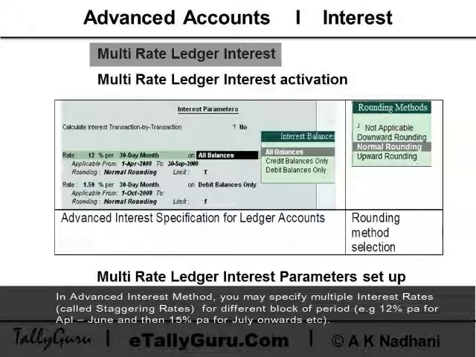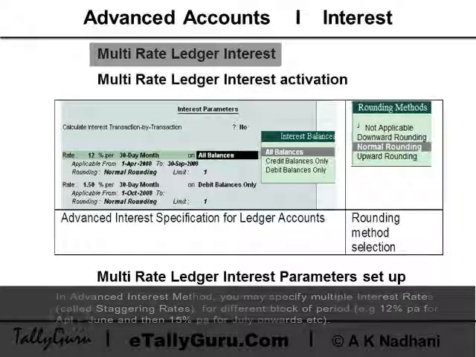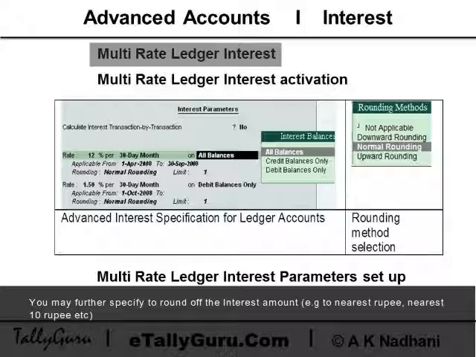Multi-rate ledger interest. In the advanced interest method, you may specify multiple interest rates, called staggering rates, for different blocks of period. For example, 12% per annum for April to June, and then 15% per annum for July onwards, etc. You may further specify to round up the interest amount, for example, to the nearest rupee, nearest 10 rupees, etc.